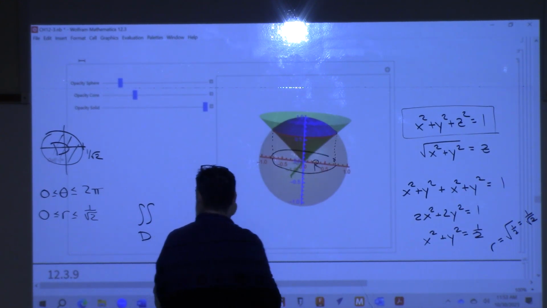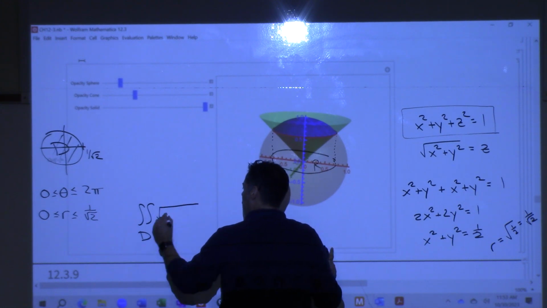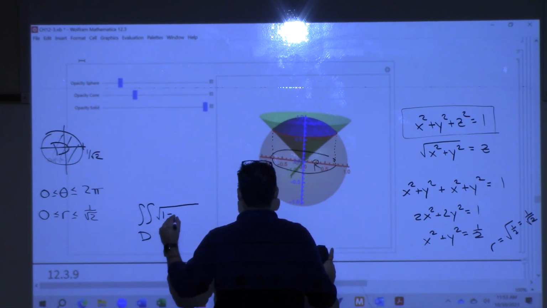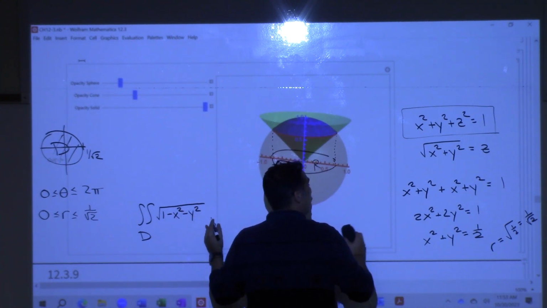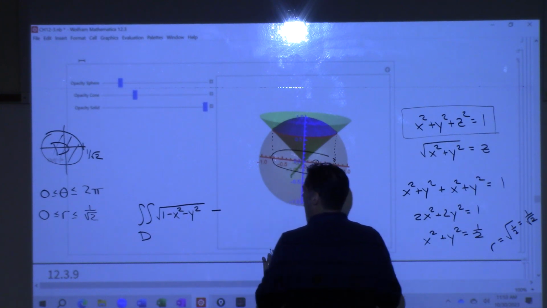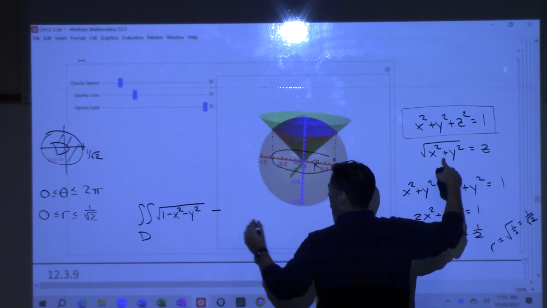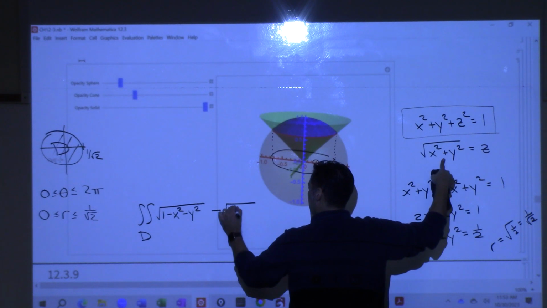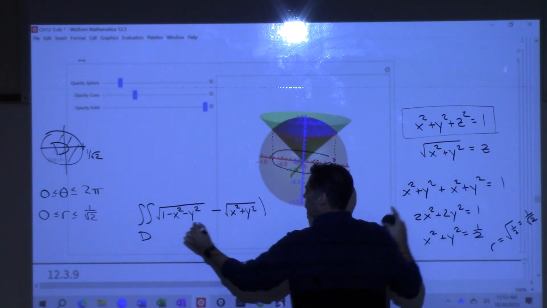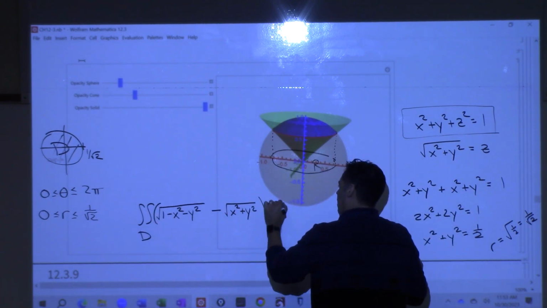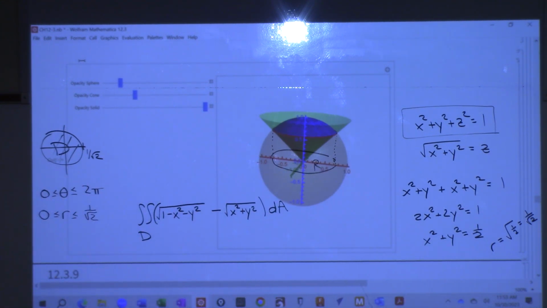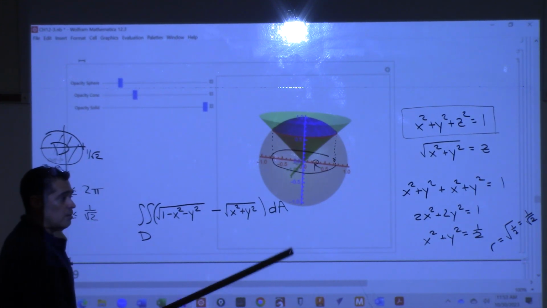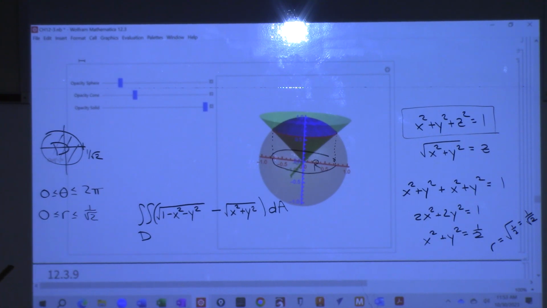So I'm only going to do the plus. Square root of 1 minus x squared minus y squared. And then that's the top surface minus the bottom surface, which is the square root of x squared plus y squared, right? I want to do that dA. That's what I'm trying to do. Any questions on where I got any of that? Now's the time. Questions? Everyone's clear on that?